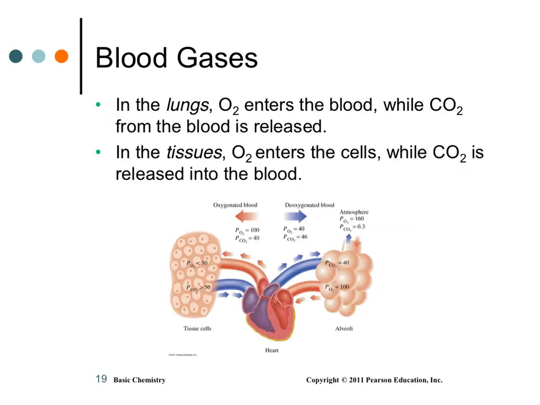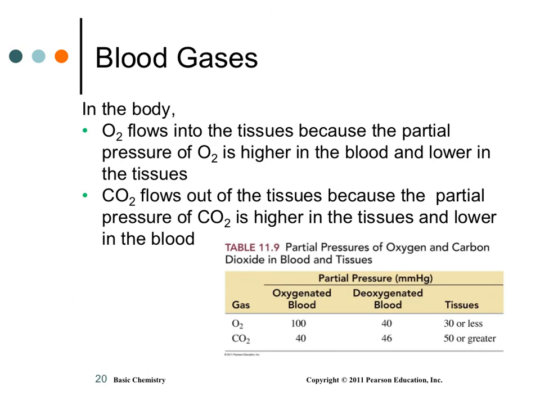In the lungs, O2 enters the blood while carbon dioxide is released. In tissues, O2 enters the cell while carbon dioxide is released. You saw this last year, and we did this subtraction and so forth. So you should know that tissues and your lungs are going to take oxygen and give off carbon dioxide.